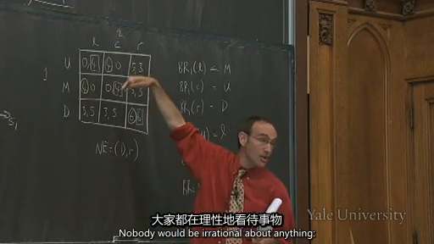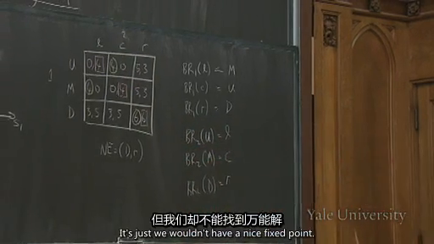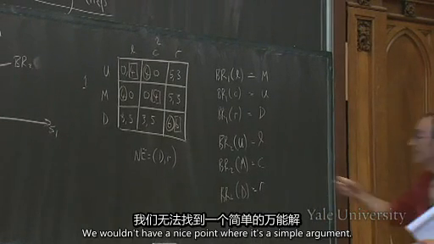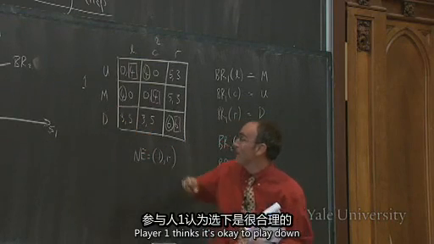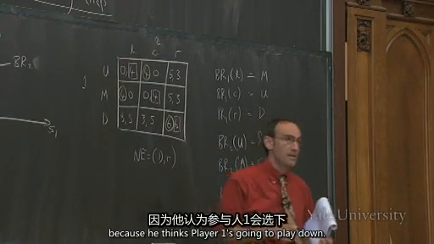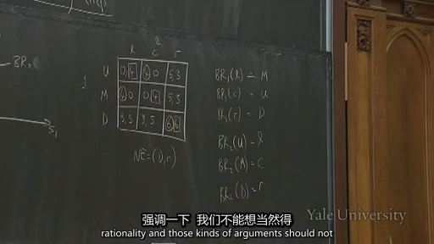Nobody would be irrational about anything. Everything would be perfectly well justified in terms of beliefs. It's just we wouldn't have a nice fixed point. We wouldn't have a nice point where it's a simple argument. In the case of down right, player 1 thinks it's OK to play down because he thinks 2 is going to play right, and player 2 thinks it's OK to play right because he thinks player 1 is going to play down.